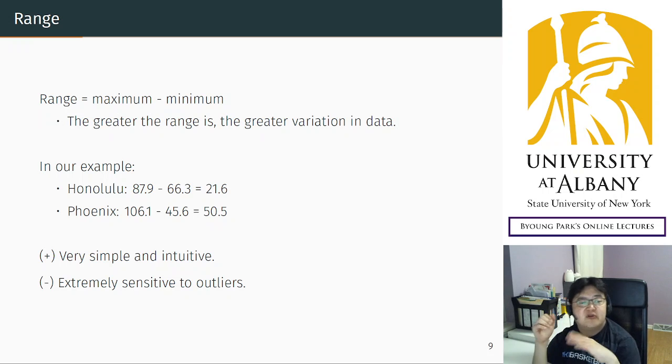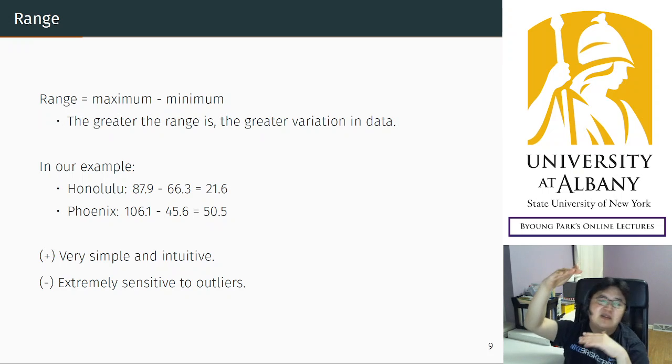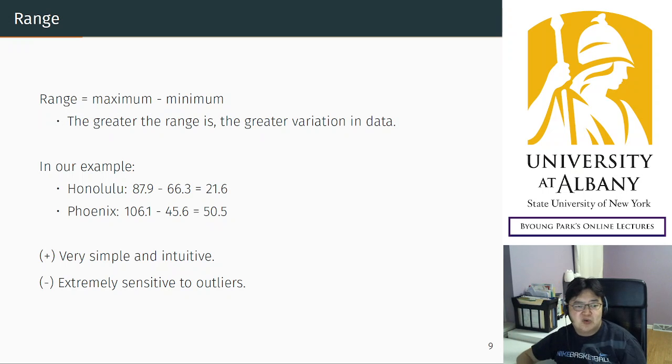But Phoenix, the summer is hot and winter is cold. So the variation is more than 50 degrees. Then clearly, if you compare these two numbers, you can tell which is Honolulu's and which is Phoenix's. Phoenix has much bigger temperature variations, and Honolulu has much more stable temperatures throughout the year. So this is how we measure and how we compare two weathers. It's really simple and very intuitive to understand.